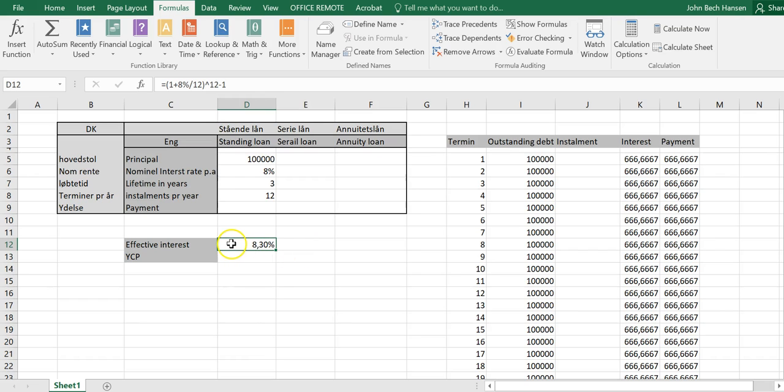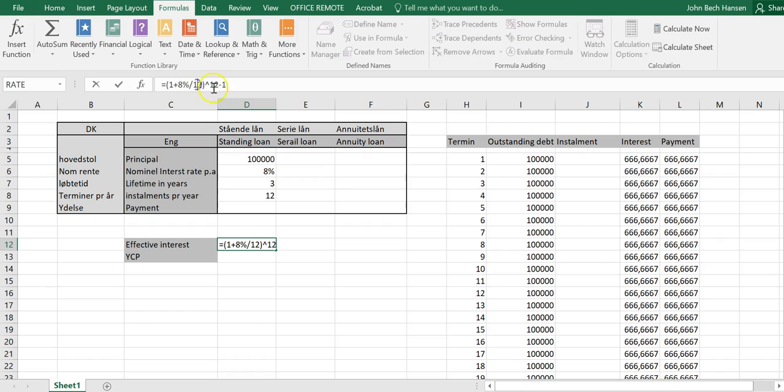Over here you can see how the effective interest has been calculated, because 8% per year, calculated one time a year, is not the same as 8% divided by 12 and then calculated 12 times, because we now also calculate interest on the calculated interest. So we do that 12 times. We take the 8% divided by 12 and calculate it 12 times, giving 8.3%. So this is the effective rate.